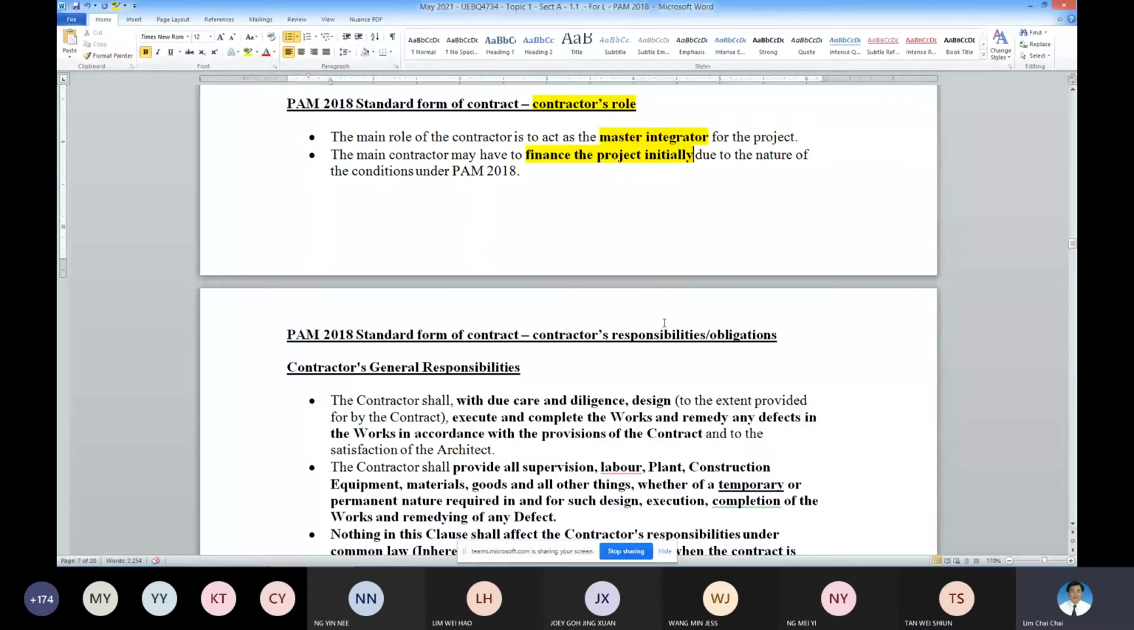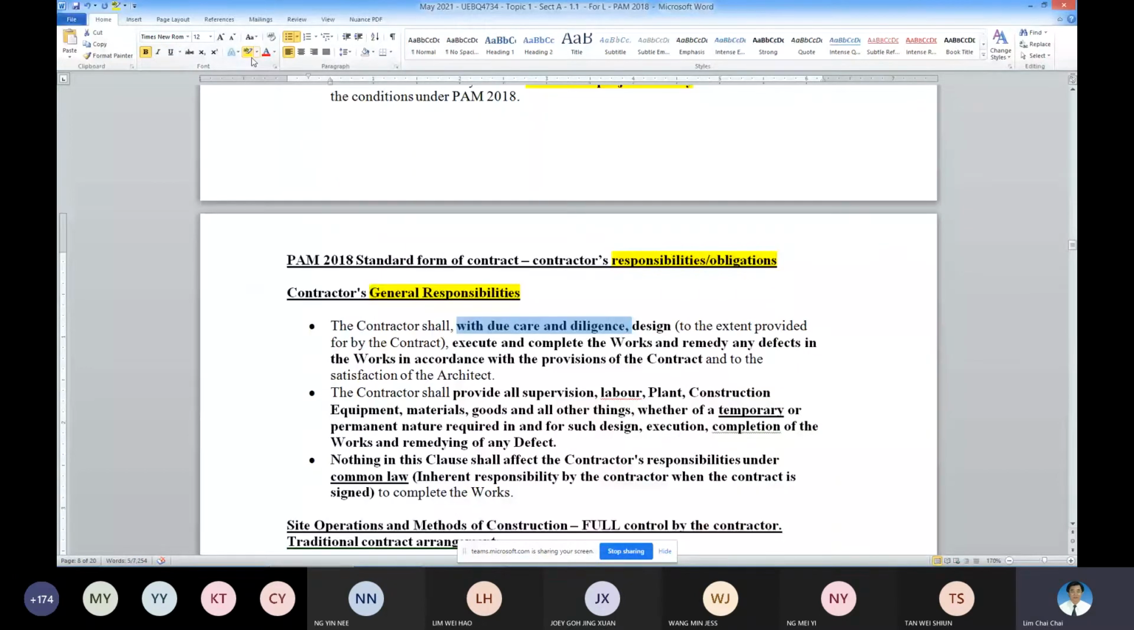Okay, then what are the responsibilities or duties of the contractor? So we have here the duties the contractor must perform. Must ensure that the work is carried out with care and diligence. Then execute the work and complete it. If there are any defects, remedy the defects until you comply with the specification.